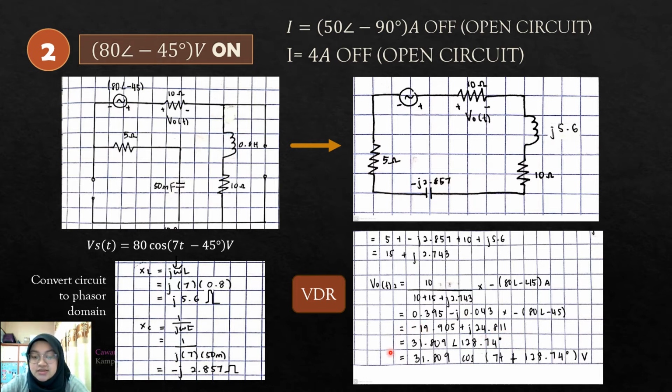But we must change it into phasor domain, which is 31.809 angle 128.74 degree. Then we change it to time domain. It will become 31.809 cos 7t plus 128.74 degree. So this is the value of V naught 2.